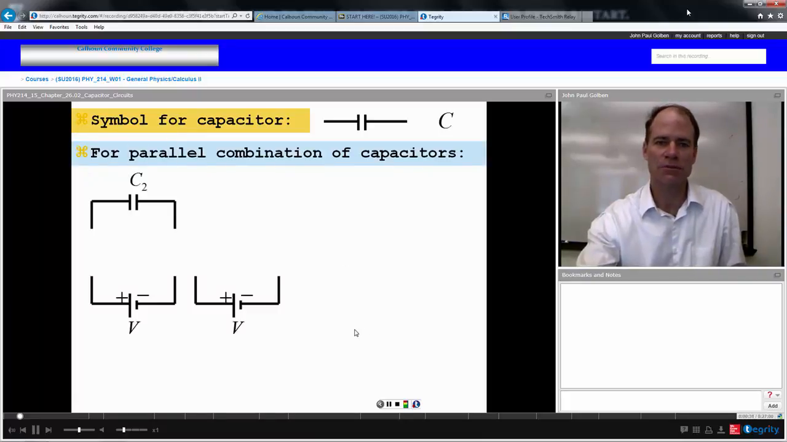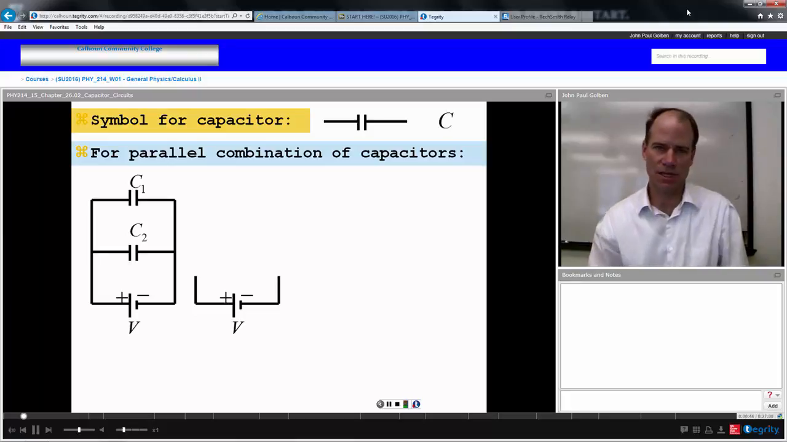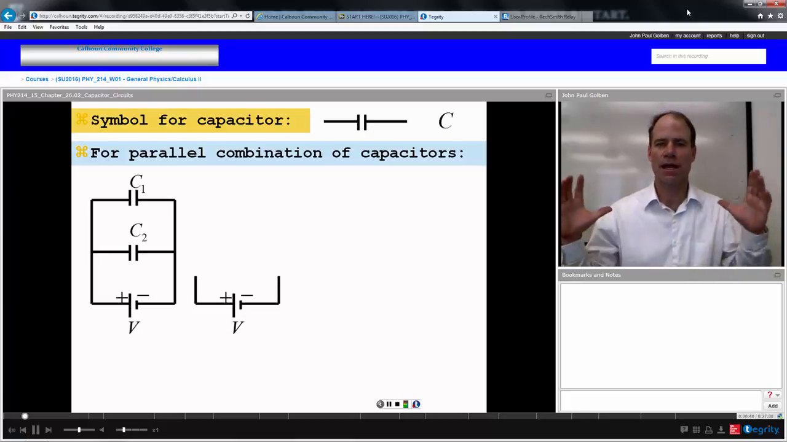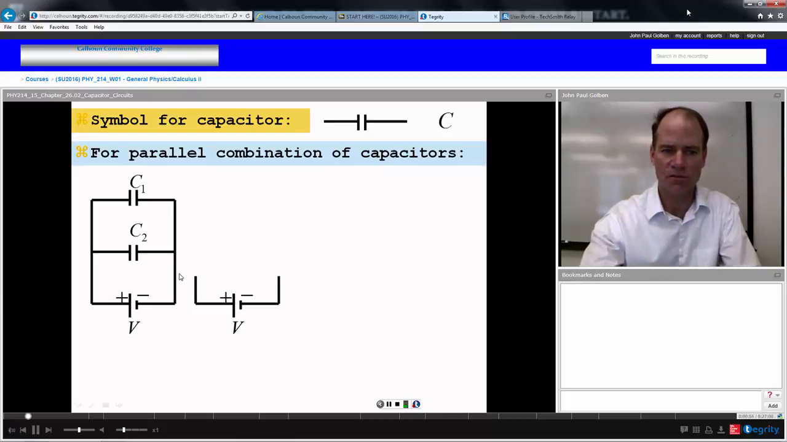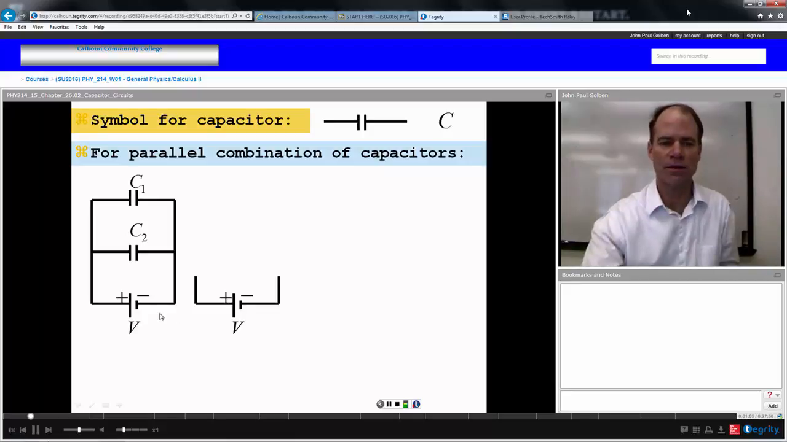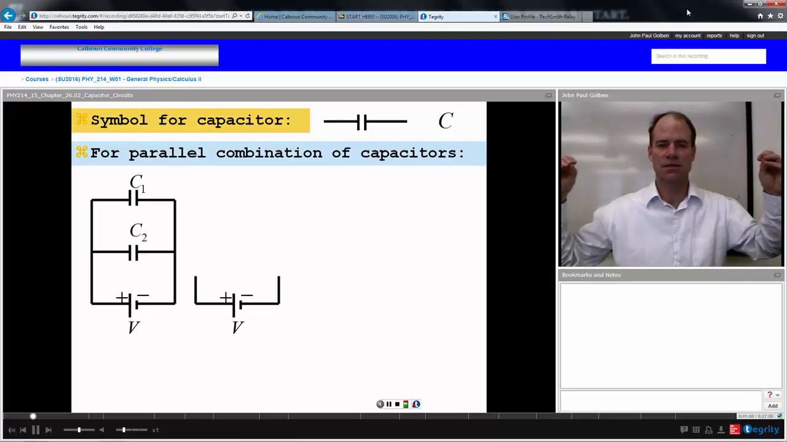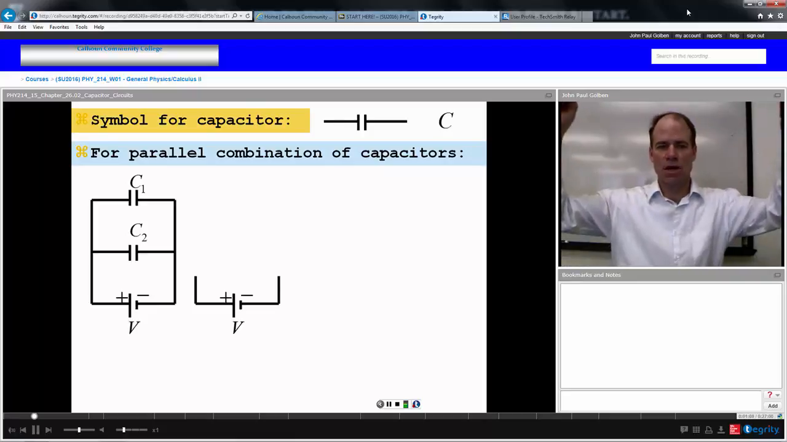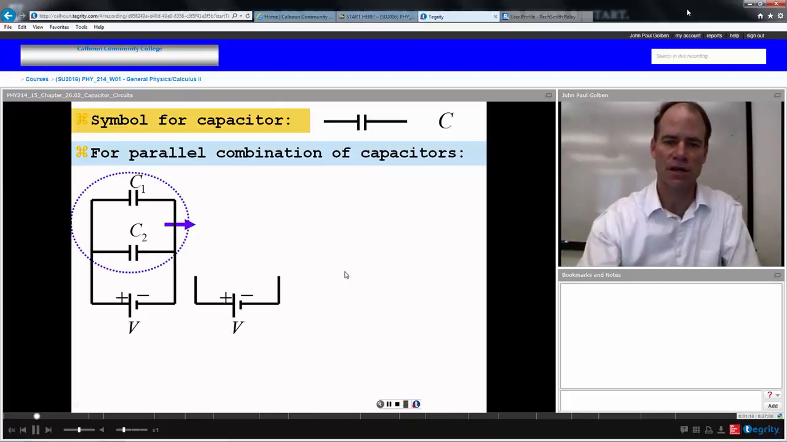We want to be able to simplify capacitor circuits, and one configuration that we might see is capacitors in parallel. We want to find an equivalent capacitance that represents capacitors in parallel. What we mean by parallel is that all of our devices are connected on both ends. So here we have a battery with a voltage connected on both ends to capacitor 2 and capacitor 1. And we want to find an equivalent for this parallel combination of capacitors.